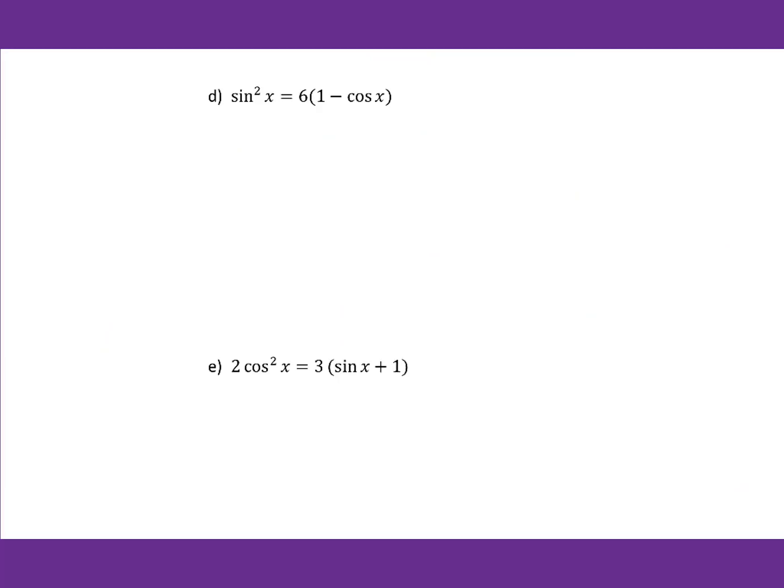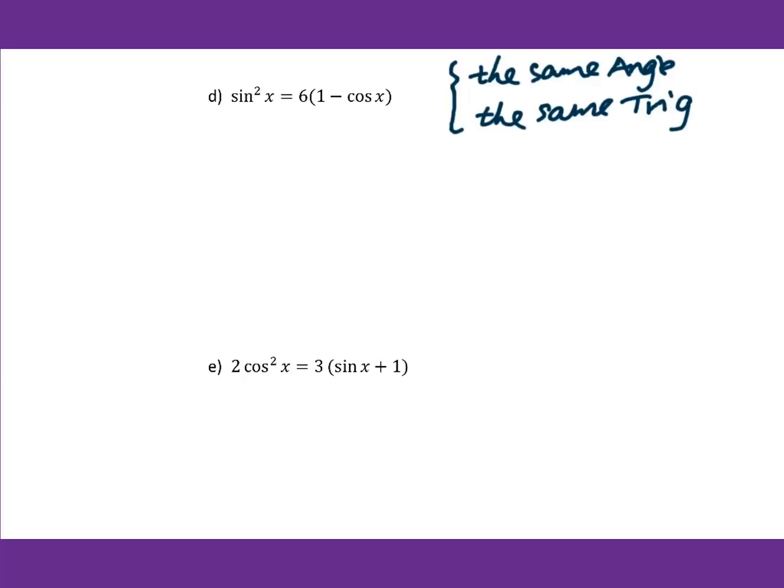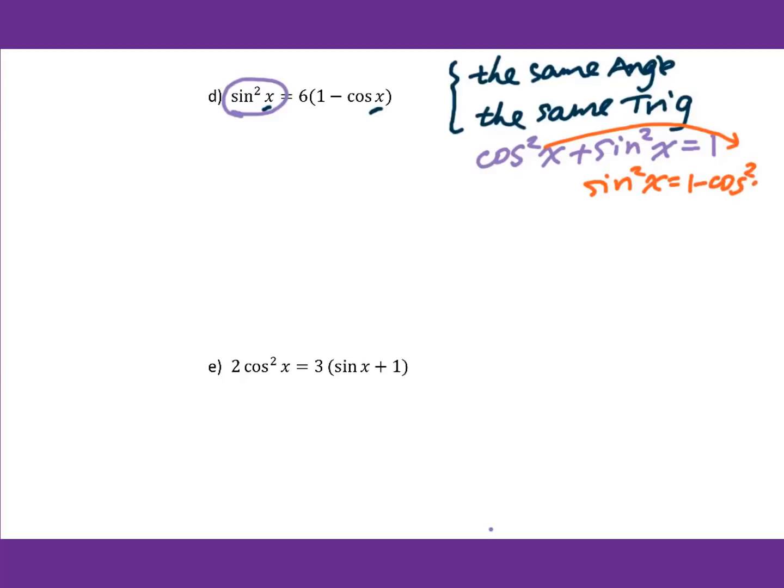Let's go to D. Sine squared x equals 6 times 1 minus cosine x. Remember, when you solve a trig equation, make sure it's the same angle and also the same trig function. For D, we got the same angle. This is x, here is x. But it's not the same trig function. You need to change sine squared into 1 minus cosine squared, because cosine squared plus sine squared equals 1. Therefore, sine squared x equals 1 minus cosine squared x.